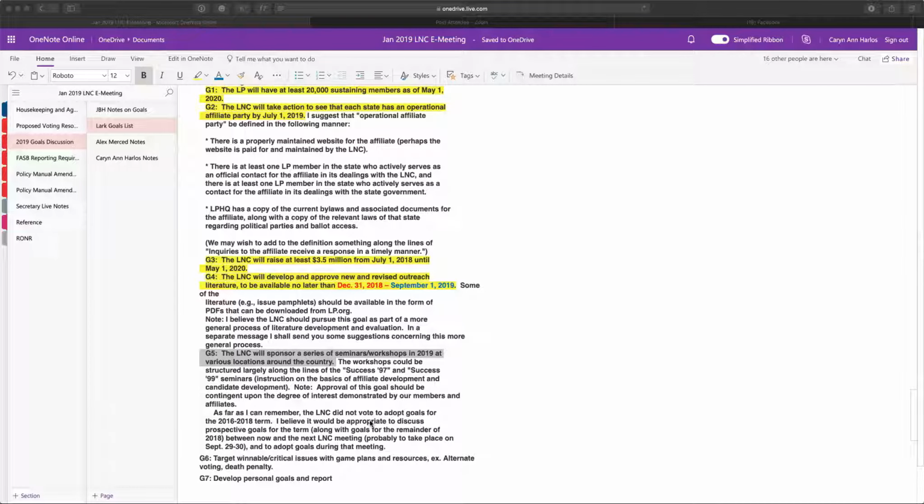Okay. Anyone else wishing to speak for the motion, or for the amendment rather? Anyone else wishing to speak against the amendment? Seeing no further discussion, we'll move to a vote on the amendment. The amendment is to strike goal number 5 from the proposal, the candidate seminars. All in favor of the amendment, striking goal number 5, please raise your hand.